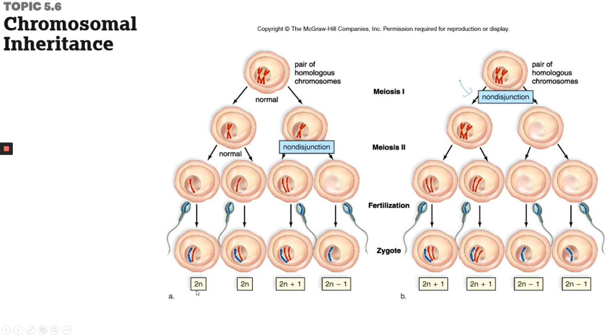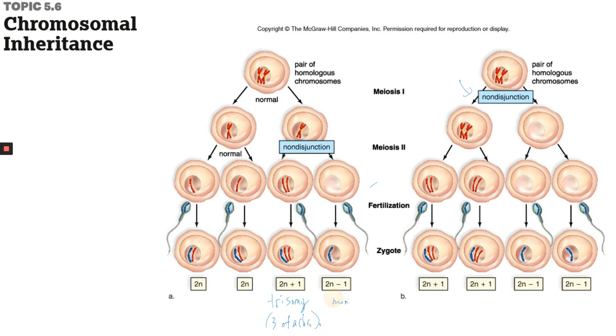Okay, so you'll notice right here we have 2N. That's right, that's diploid. Over here below that, we have another 2N individual. Then we have 2N plus 1 right here. That means we have an extra chromosome. 2N minus 1 means we're missing a chromosome. You may have heard this word before, but this is called a trisomy. That means you have 3 of a chromosome. We'll just put CHR, 3 of a chromosome.